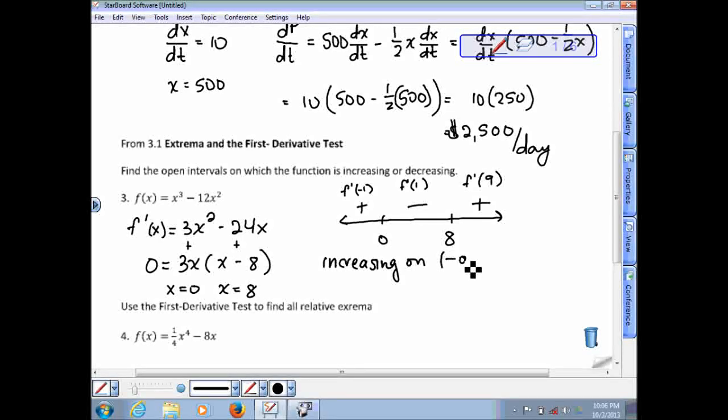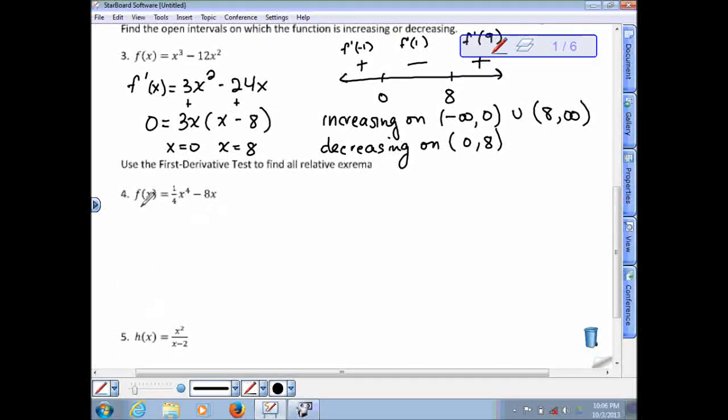on the open interval -infinity to 0, and there's another interval right here from 8 to infinity. This region that's negative right here is where the function is decreasing. That means that the tangent lines in that interval are going to have negative slopes because the function is decreasing. So it's decreasing on the interval 0 to 8.